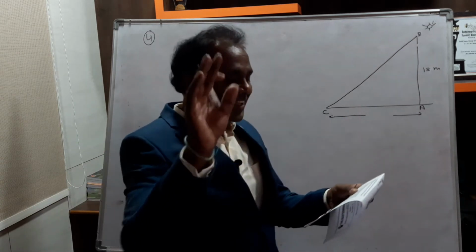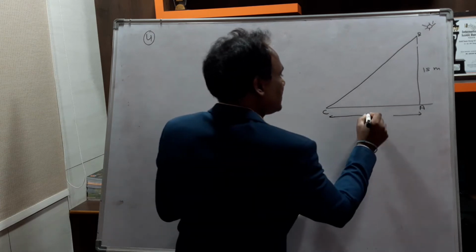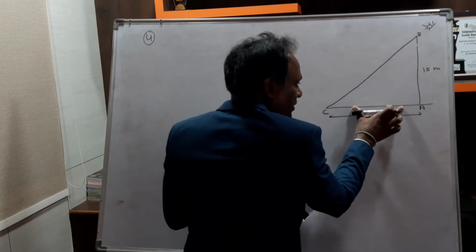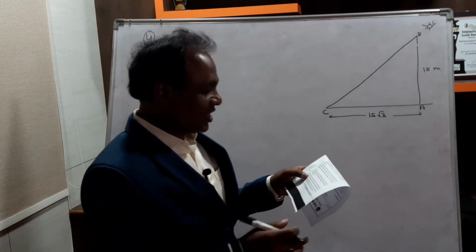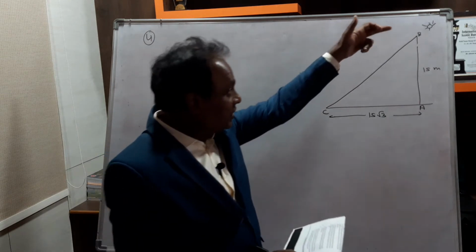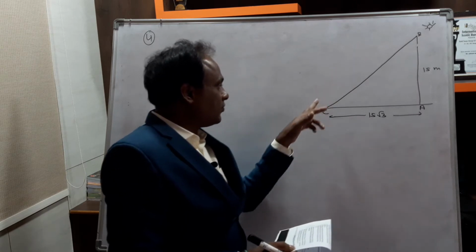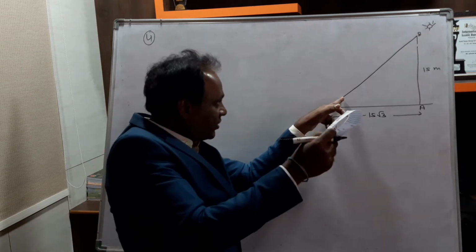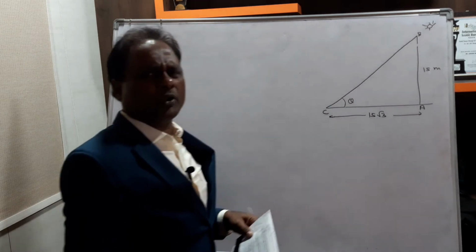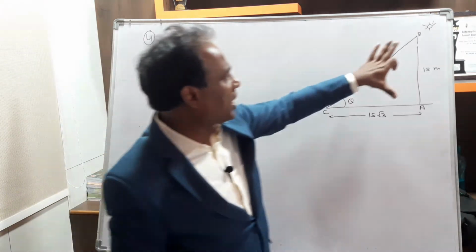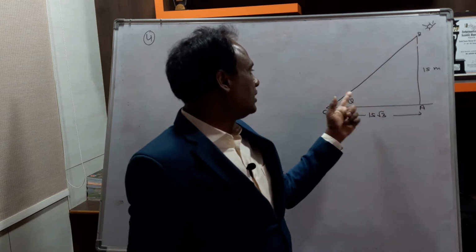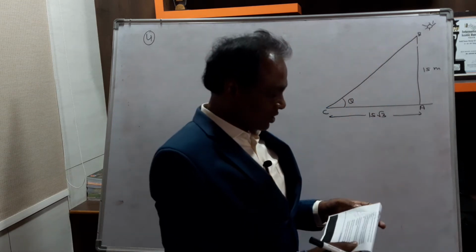The length of the shadow is also given. The length of the shadow is 15 root 3. Height of the pole is given, length of the shadow is given. The question is, what is the angle of elevation of the sun rays? From here, if you observe the sun, the angle formed is called the angle of elevation. Very, very simple question. Pole height is 15 meters. The length of its shadow is 15 root 3. So the angle of elevation of the sun is theta. So we have to find theta.